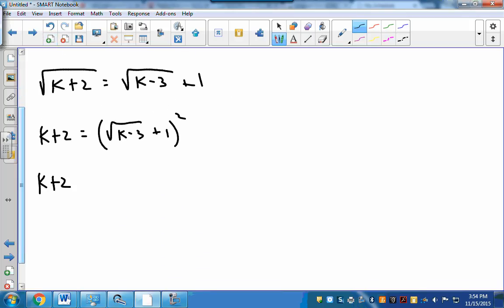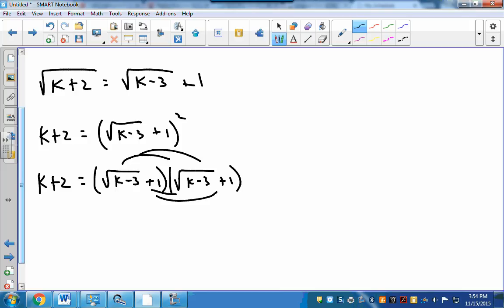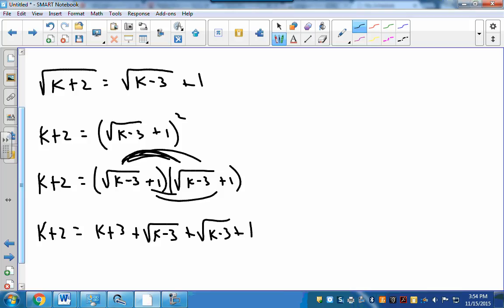K plus 2. Now, I could do this in my head. I'll write it out long ways just to sort of show the steps. Square root of k minus 3 plus 1 times square root of k minus 3 plus 1. We are going to have to FOIL here. Right? So left side, k plus 2. Right side, we have k minus 3. That's the first multiplication right here. And then we have plus the square root of k minus 3. And then plus another square root of k minus 3. And then lastly, 1. Okay?